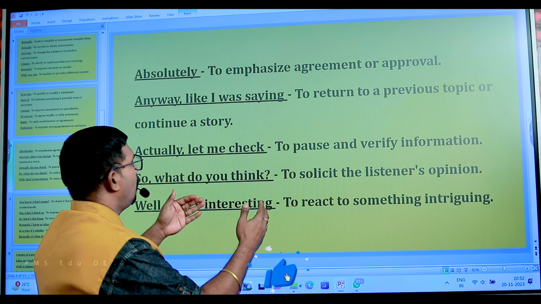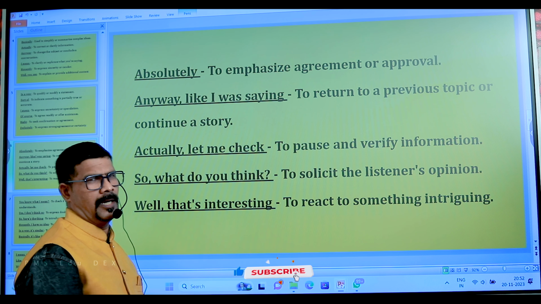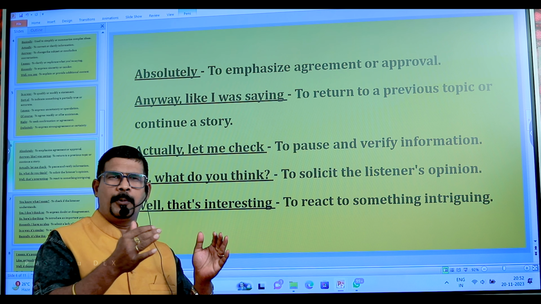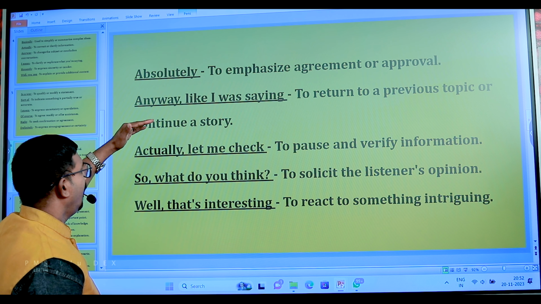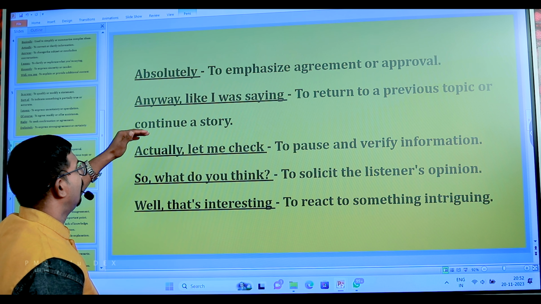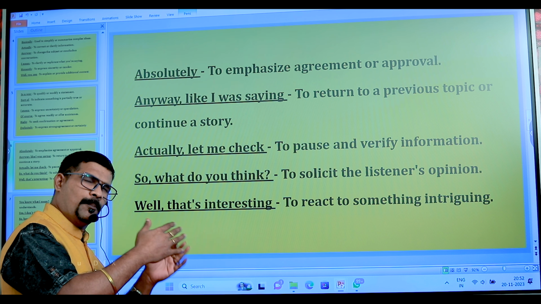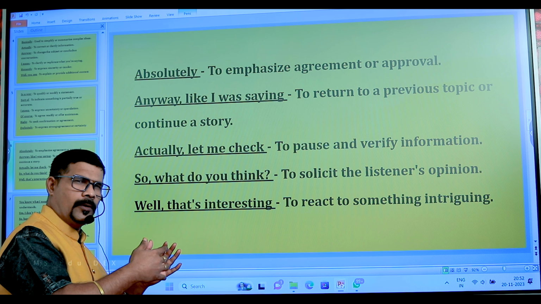Absolutely. It emphasizes agreement or approval. When we say the filler word "absolutely" in between, it shows agreement or approval. Anyway, like I was saying, to return to a previous topic or continue a story. We want to emphasize the content or good points. We say "anyway, like I was saying", so it shows that you are going to continue the story.